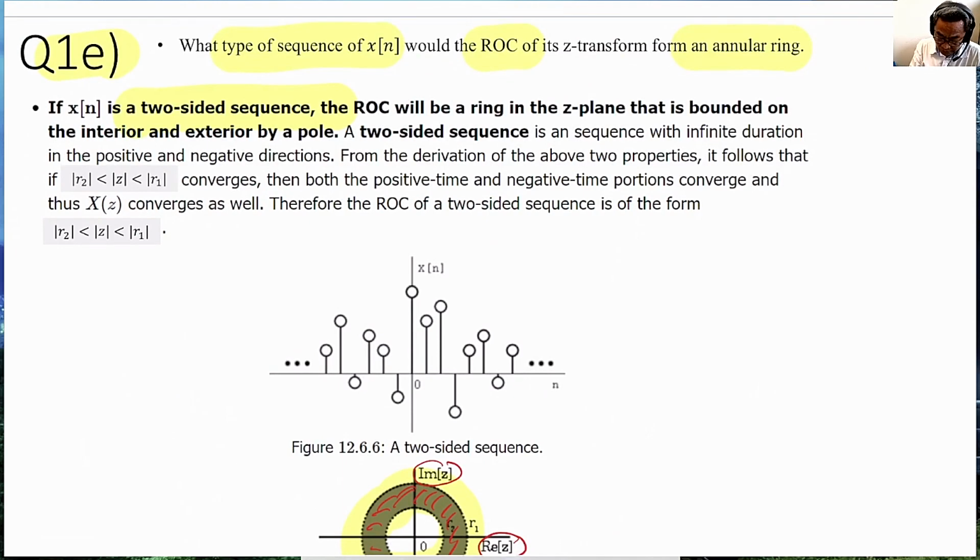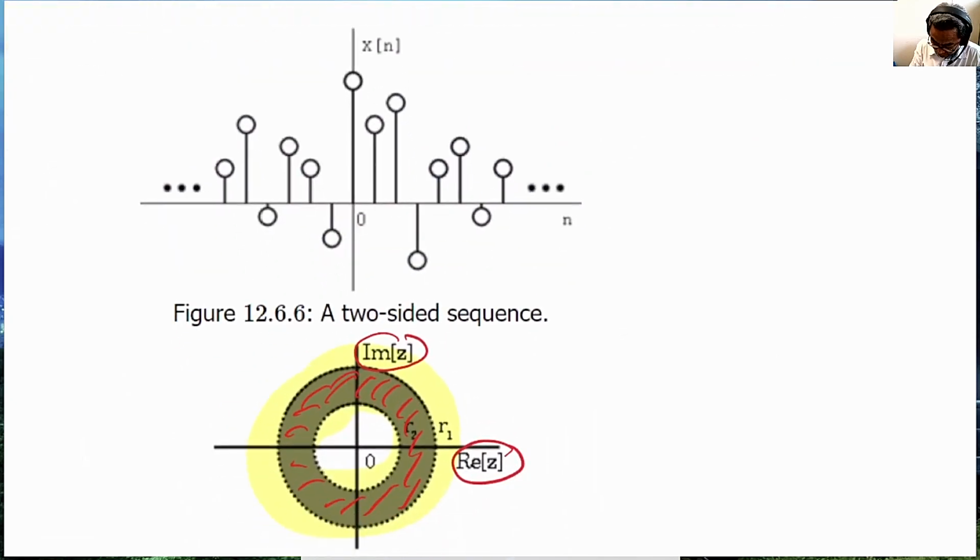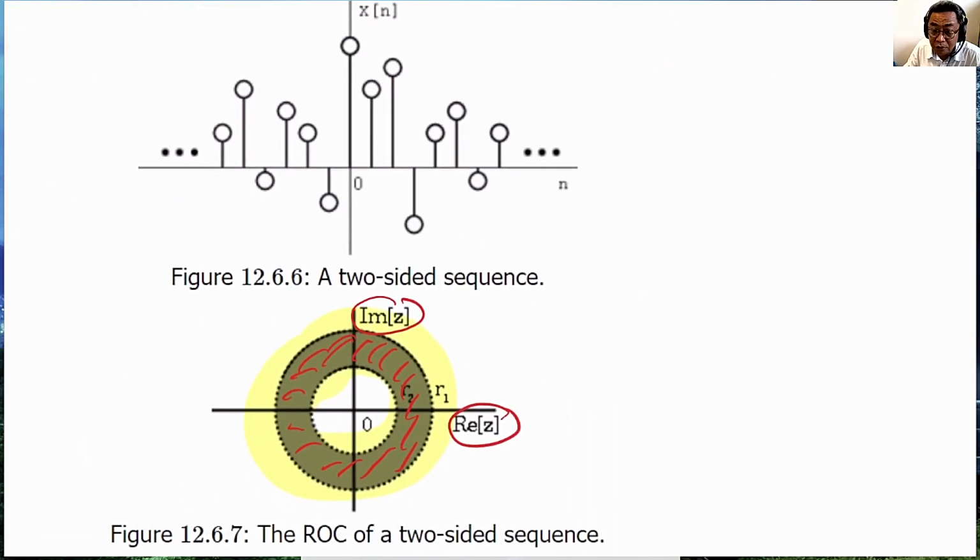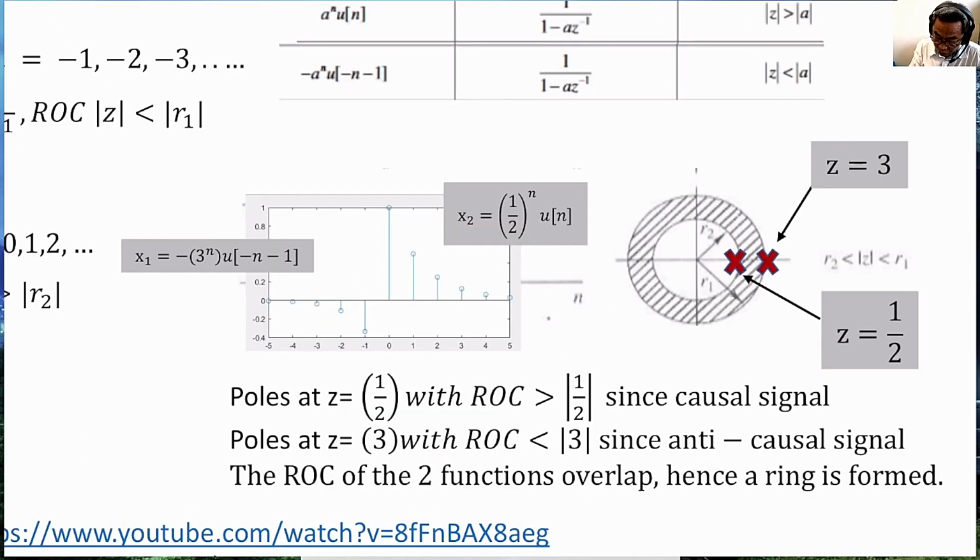a two-sided infinite sequence, and the sequence is bounded by two poles, one at this position with radius r2 and the other with radius r1. Let's see an example. So we have a two-sided infinite sequence. On the causal side is (1/2)^n u[n]. On the anti-causal side is -(3)^n u[-n-1]. So this is the sequence.